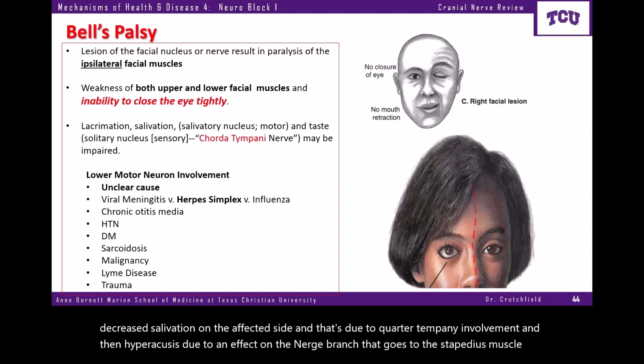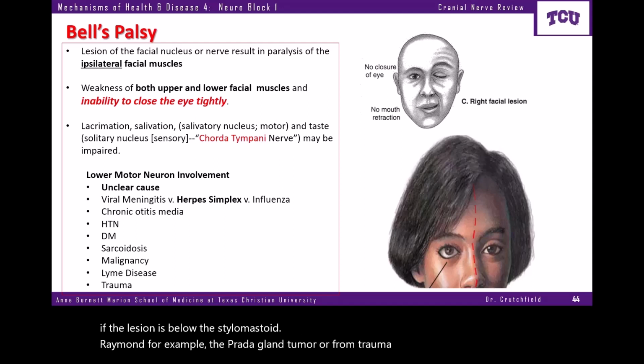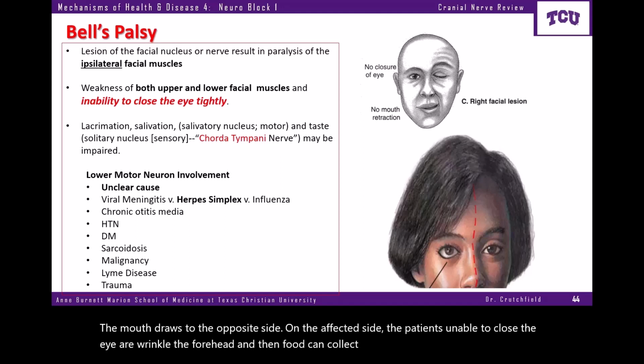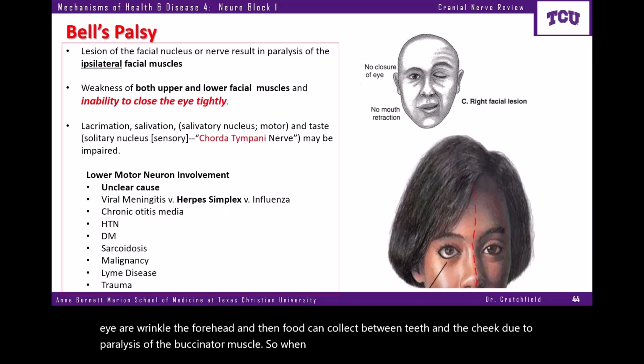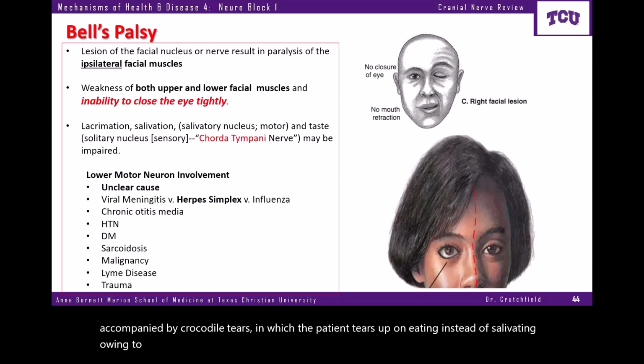And if the lesion is below the stylomastoid foramen, for example a parotid gland tumor or from trauma, there is facial paralysis, and the mouth draws to the opposite side. On the affected side, the patient is unable to close the eye or wrinkle the forehead. And then food can collect between the teeth and the cheek due to paralysis of the buccinator muscle. When a Bell's palsy improves, return of function is often accompanied by crocodile tears, in which the patient tears up on eating instead of salivating, owing to misguided growth of the regenerating salivatory and lacrimal fibers.